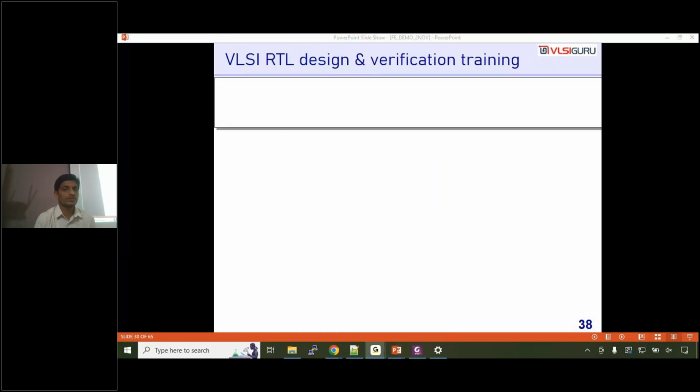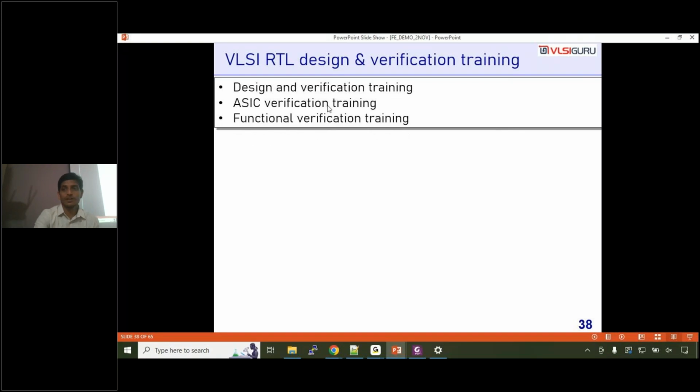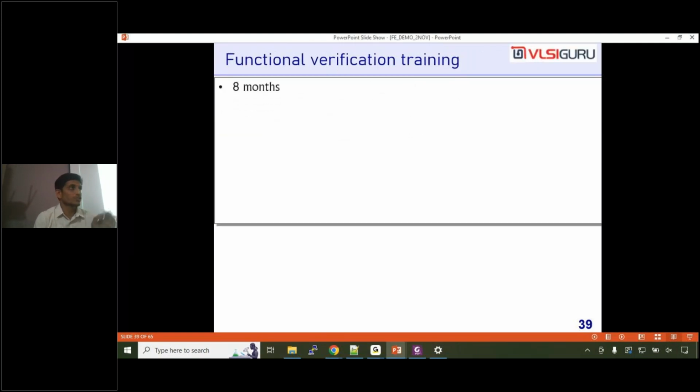Now, let us talk about RTL design and verification training. Most of you are here for this training. So as I said, it is the same domain. Design verification training, we can call it ASIC verification training, we call it functional verification training. Whatever term I use, it's all the same. Let's talk about functional verification training. Functional verification training is an 8 months course. It is purposefully extended.